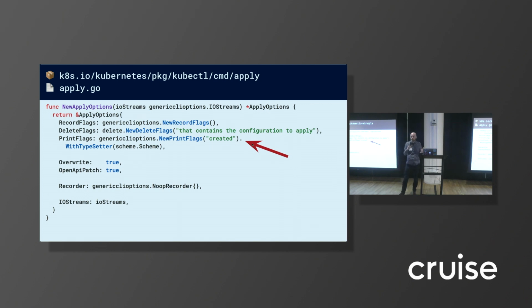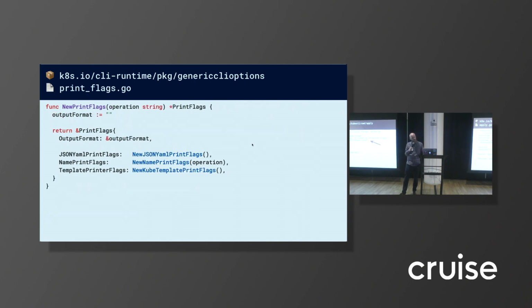And so at this point, we've scrolled up and down in the apply code a lot. And we're going to jump to the other package, generic CLI options, to see how that's configuring the printer to see if we can find anything that will help us print strings. All right, so we move to generic CLI options. This is where the print flags come from. You can see that it sets this output string to empty string. And then it returns the print flags.